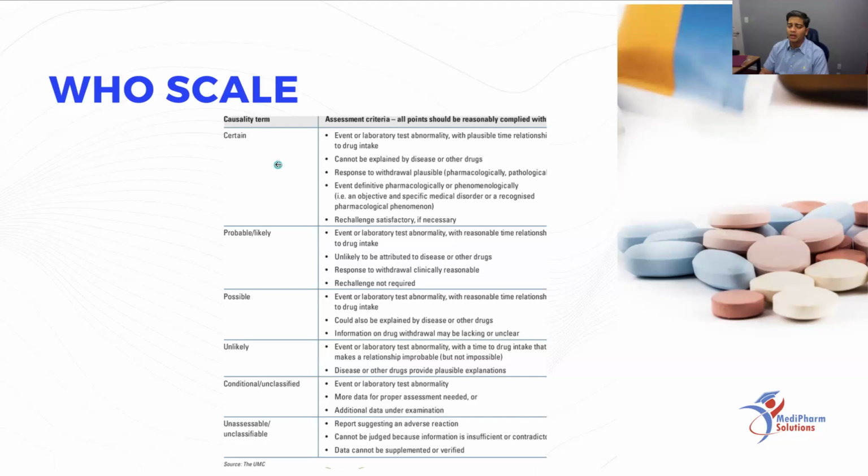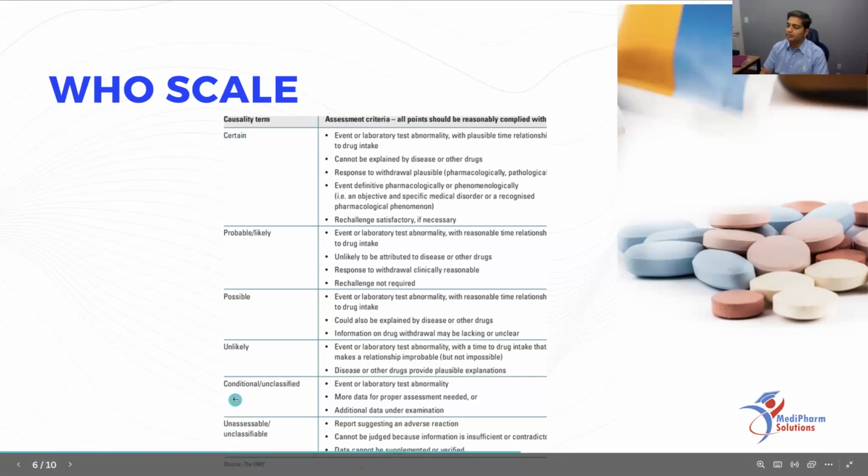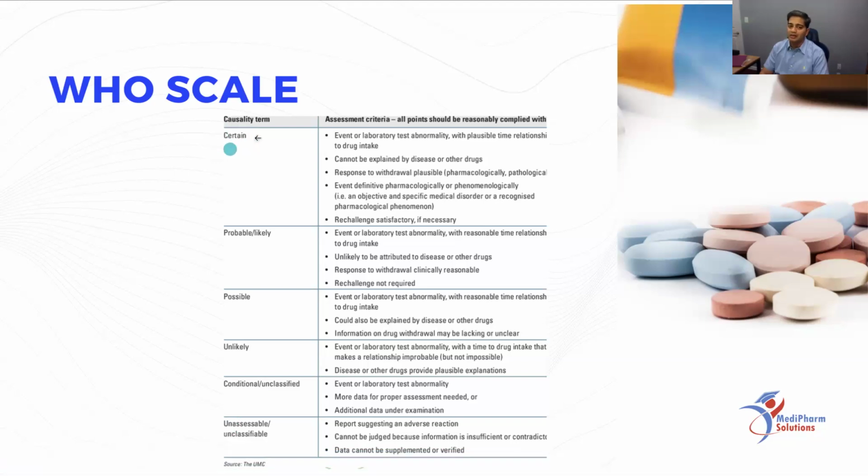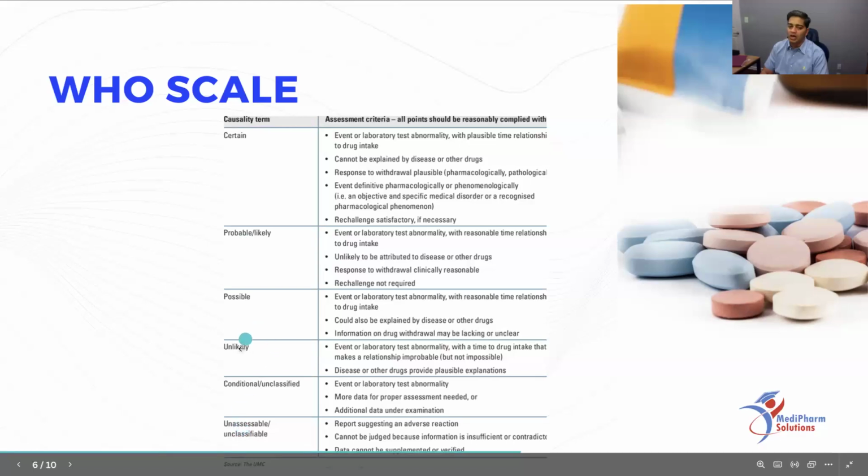In the WHO scale, the grading goes from this is related to this is not related. So this adverse event is certainly related to the drug. And then as you keep going down the scale, you are removing one of the points to downgrade it from certain to probable, next to possible, unlikely, unclassified, unassessable. So unlikely is pretty much not related.